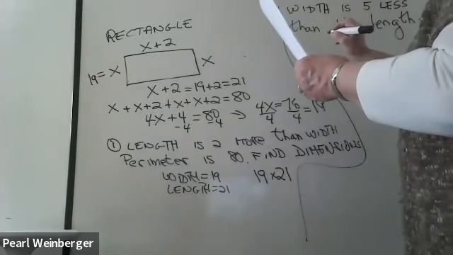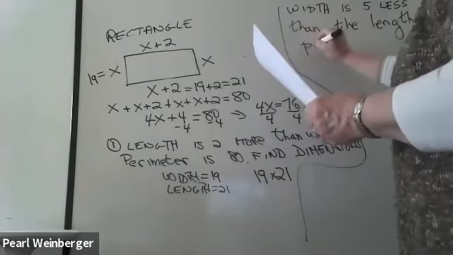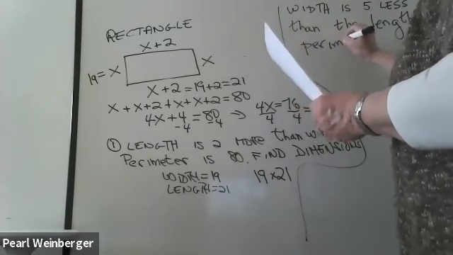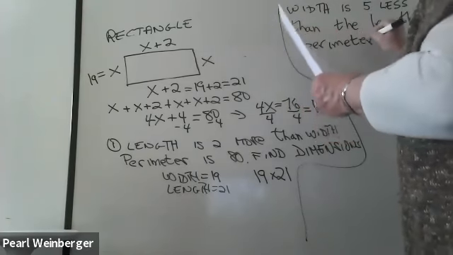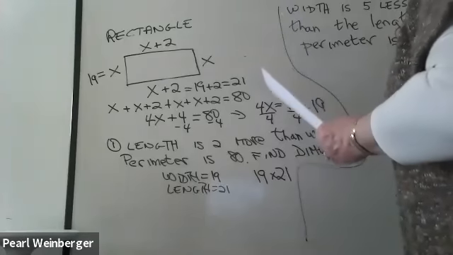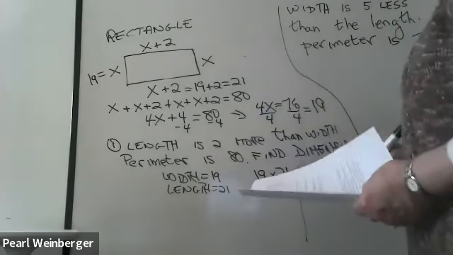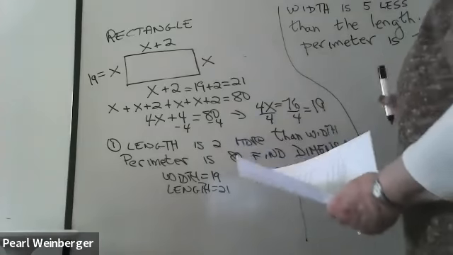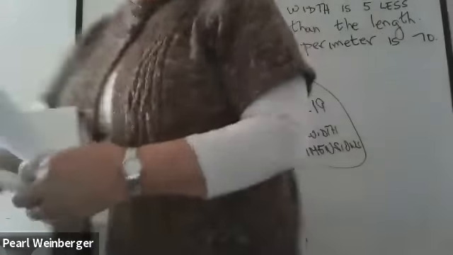And the perimeter is 70. I want you again to find the dimensions. I'm going to give you a couple minutes.